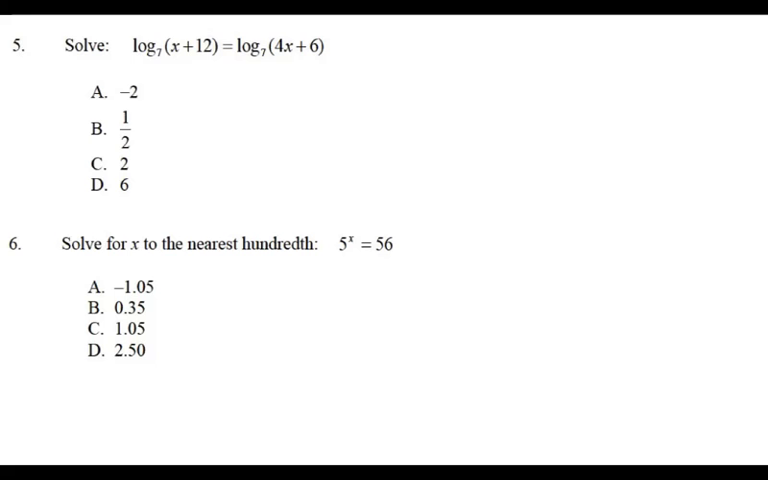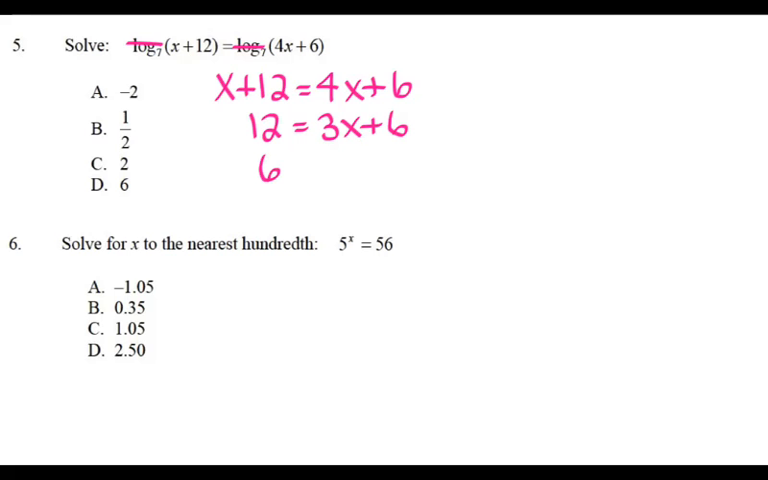Number 5, you have a log equals a log, probably the easiest logarithmic equations to solve, because what you can do is you can just drop your logs, since their bases are the same, which they will be on your final. So you get x plus 12 equals 4x plus 6. I'm going to solve for x, so I'm going to subtract x from both sides. That gives me 12 equals 3x plus 6, subtract 6, 6 equals 3x. So you get x equals 2, which is C.